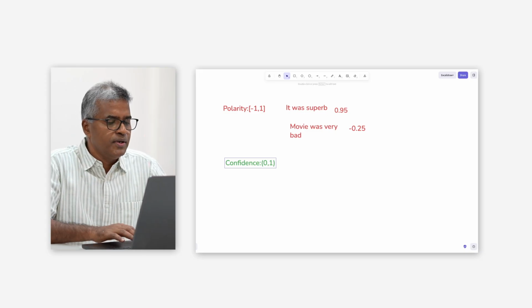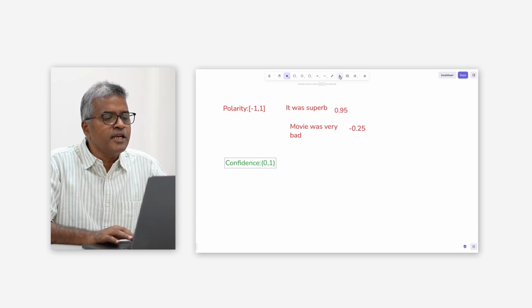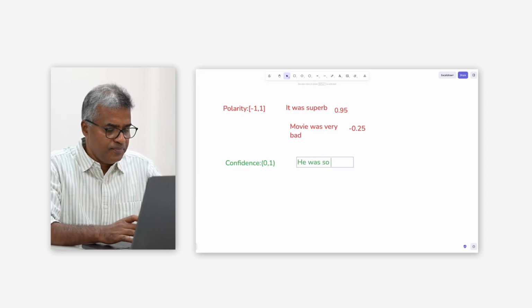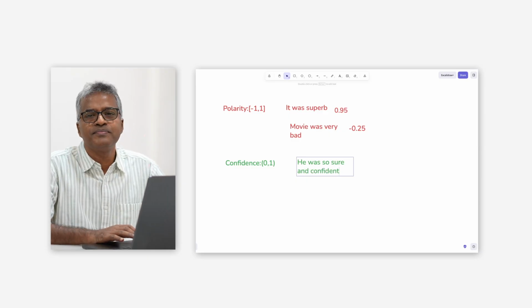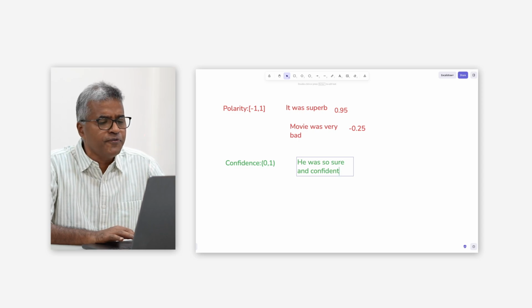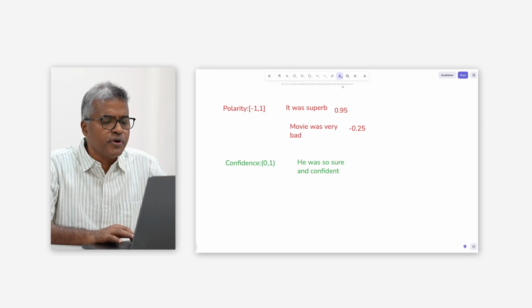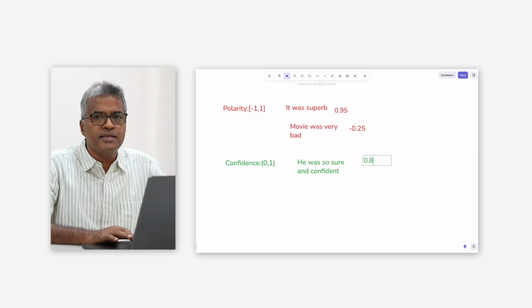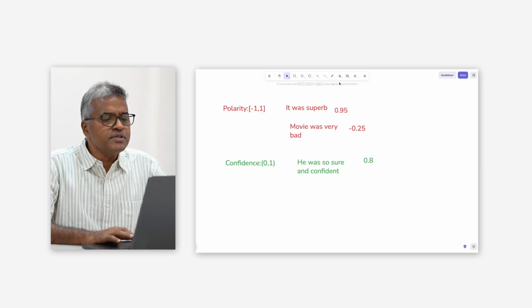to 0. For example, the statement something like, he was so sure and confident. This is a positive statement. The model also has that much confidence, and it could provide a value close to 1, suppose 0.8.